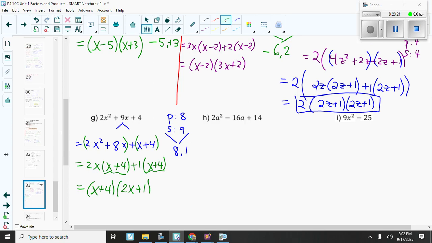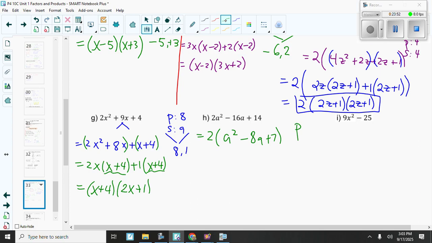Okay. This next one, I look at it, all the numbers are even, so I know I can take out a greatest common factor of 2. So I'm left with a squared minus 8a plus 7. This time, the greatest common factor did reduce my trinomial to a simple trinomial. So I can just do product sum and go right to my factored form. I don't have to do the grouping and everything else.